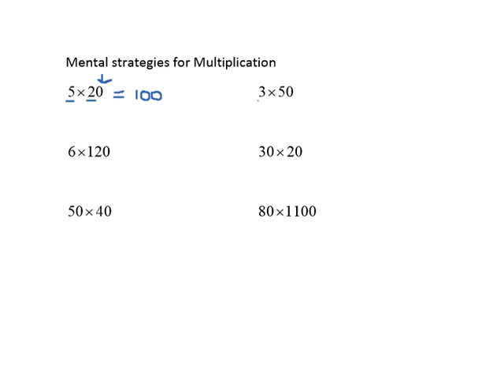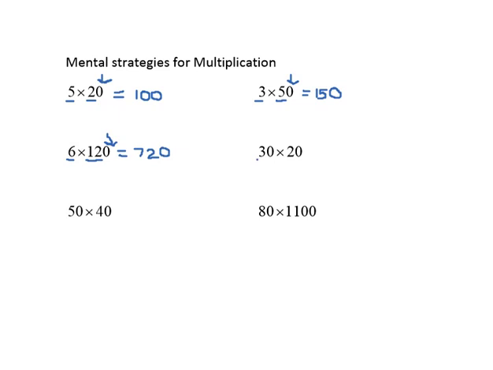3 times 50, in my head I can just do 3 times 5, which is 15. And then I can just pop that 0 onto the end. So 3 times 50 is 150. 6 times 120, ignore the 0 and just do 6 times 12, which is 72. And then just pop that 0 onto the end.